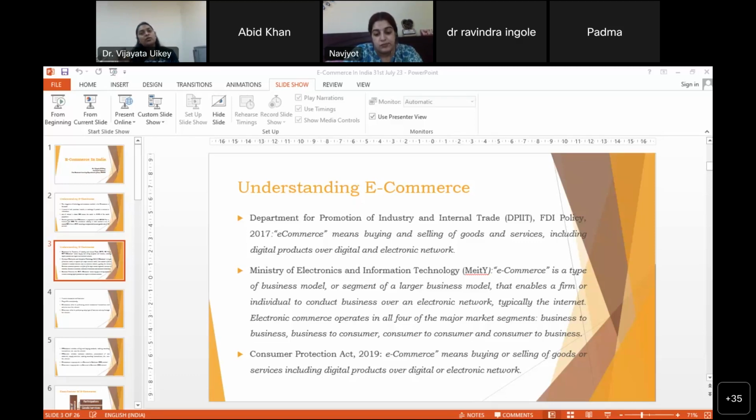If you go and see their website, just log in and go through the report they have prepared on e-commerce for 2023. Now, what are the rules and regulations that govern e-commerce?